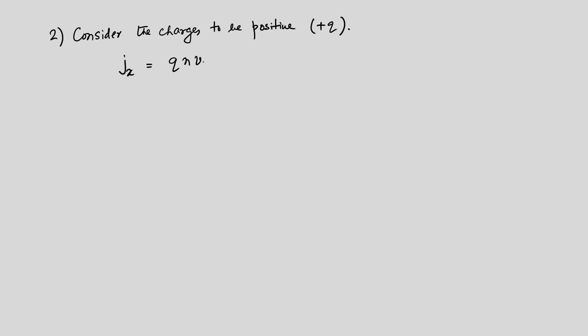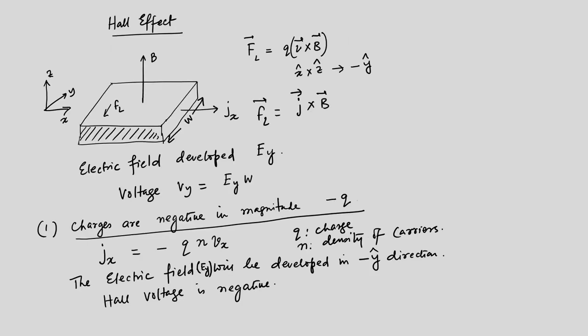Now, consider the charges to be positive, which means they are plus Q, okay? And if that happens, then J_x is equal to Q n V_x. And so V_x is of course flowing in the positive x direction. And let me show you what happens to the charges in this particular case, the first case that we have talked about. So this is the edge, and all the negative charges will, let me show it here.